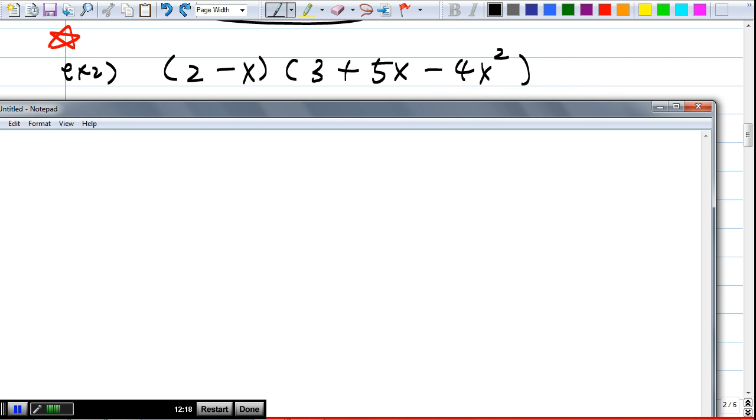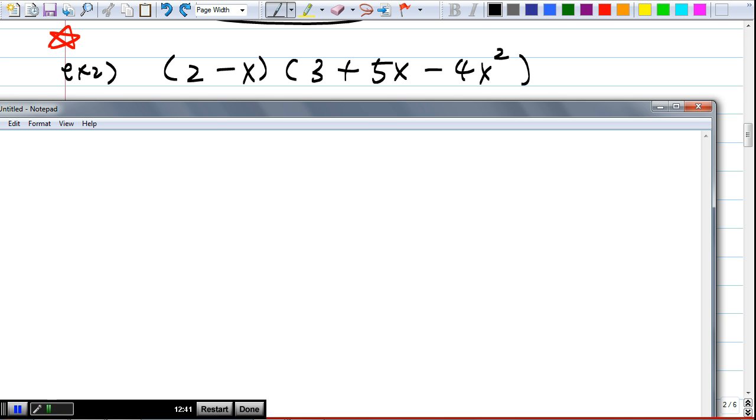So we're ready for example 2. Remember, I told you it is going to be helpful for us. Let me show you why it's so helpful, okay? Look at example 2. Look at the two polynomials that we have. We got 2 minus x times 3 plus 5x minus 4x squared and so forth. Is this written in the form that I like? Yeah, it's not in standard form.